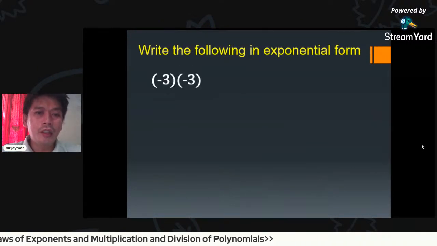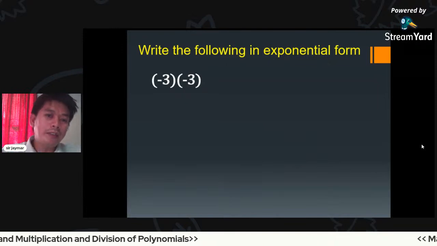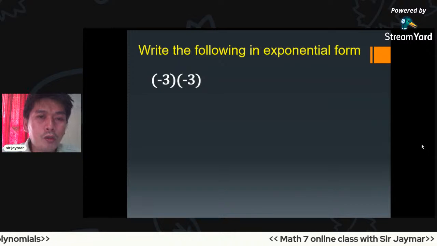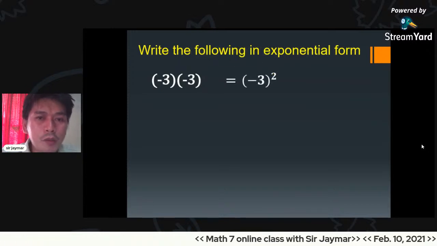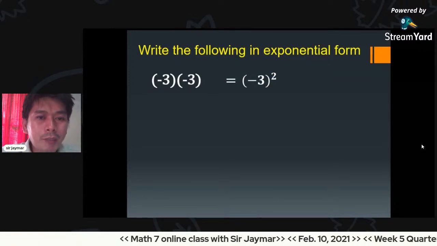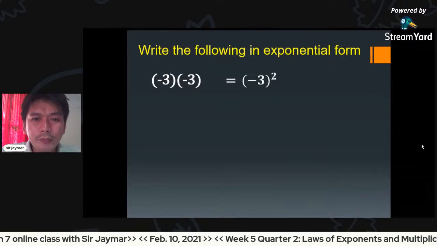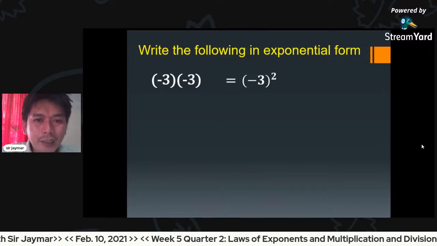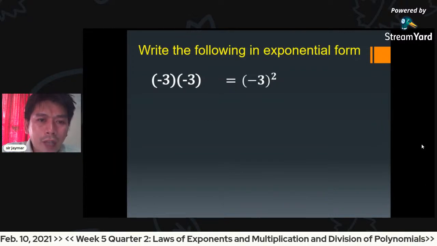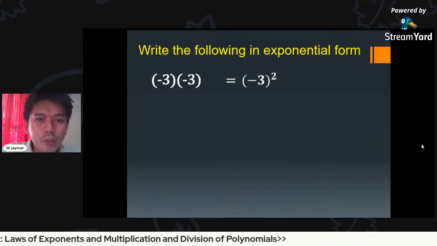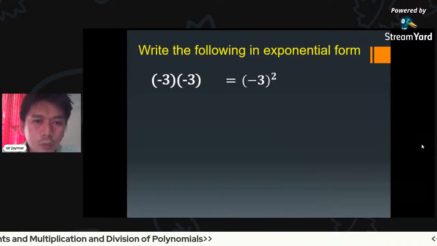Okay, again, from expanded form, we are going to write the other form, that is the exponential form, the reverse of the expanded form. So negative 3 multiplied by negative 3, you are going to write this in exponential form. Get the base, negative 3, and then count how many negative 3 are shown on the screen. So 2. That is why negative 3 raised to 2.